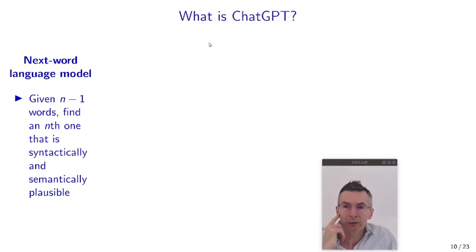I want to just say a few things about what ChatGPT is as opposed to GPT. Well, it's several things, of course. The first thing, fundamentally, is what we just described, namely a next word language model, which has the capability, when given n-1 words, of finding the nth one that's syntactically and semantically plausible.